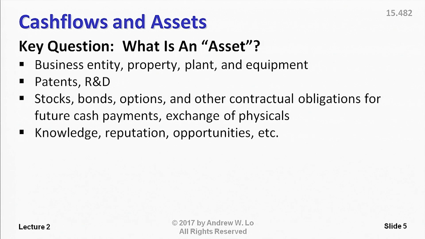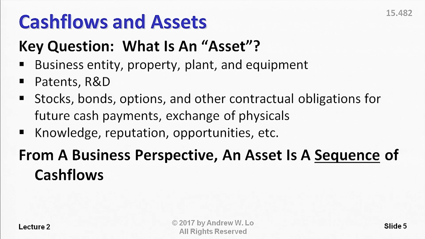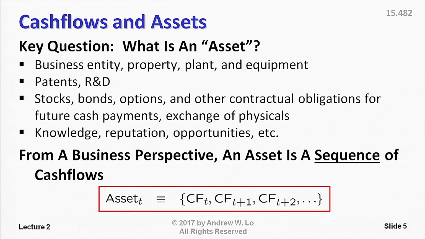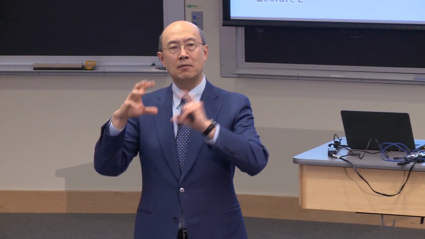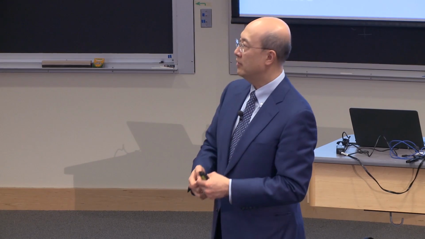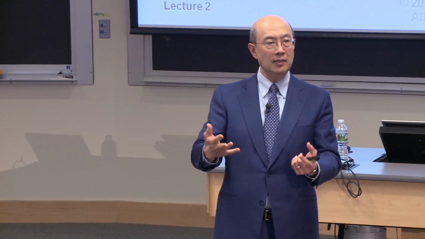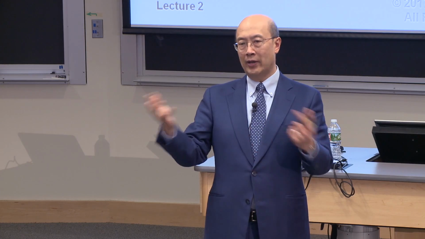So the way that a financial economist would go about it is to say that from a business perspective, an asset is nothing more nor less than a sequence of cash flows. That's it. It's a sequence. By sequence, I mean something that is ordered in time and more than one. And by cash flow, I mean simply a number that is either positive or negative. Positive means money is coming in. Negative means money is going out.